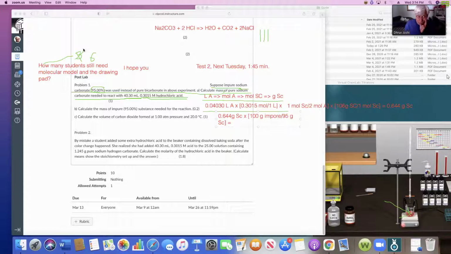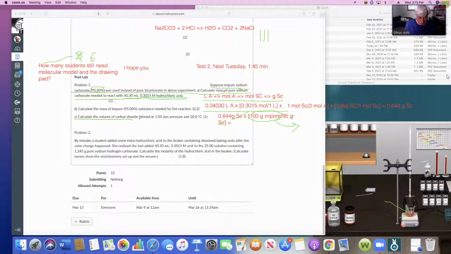So I cancel out the units. Grams of SC and grams of SC canceled out, and the impure is what is left over. And you do the math. I'm not concerned about that. Now we are going to do C.